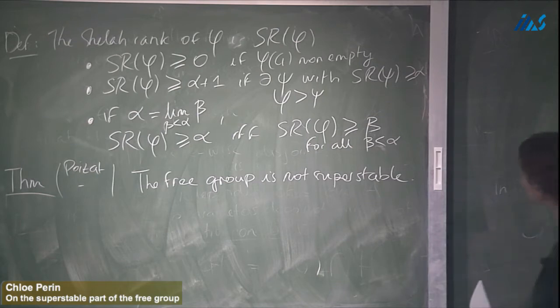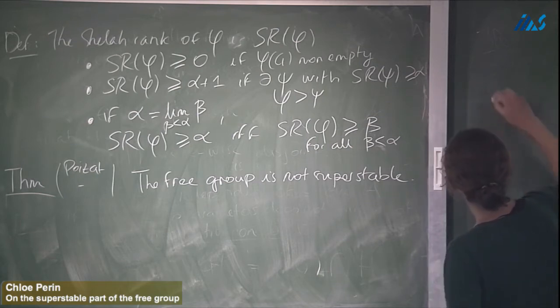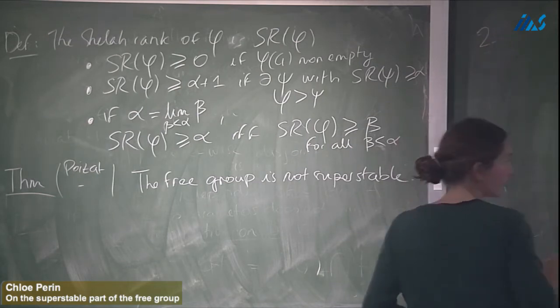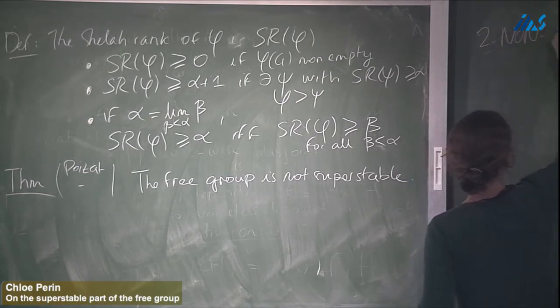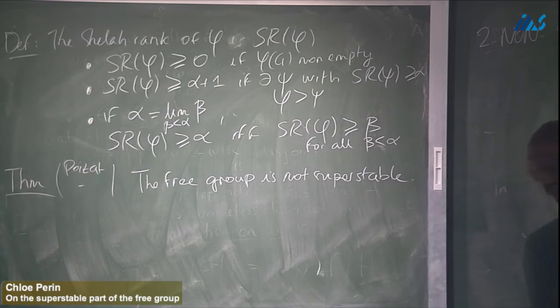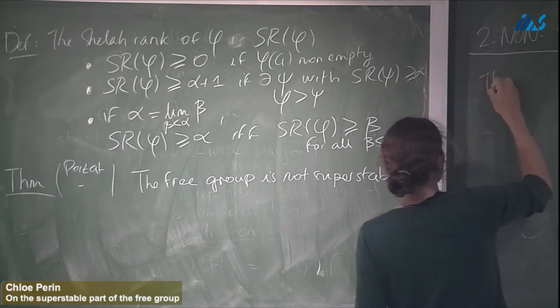Okay, so the first thing I want to talk about, and maybe it will be the only one, is a result that is joint with Rizos and Sklinos, and which gives an example of non-superstable sets, or a class of non-superstable sets, or formulas. Okay, and the result is as follows.